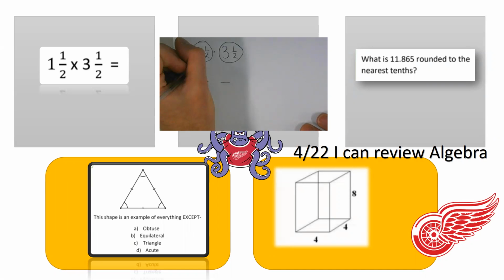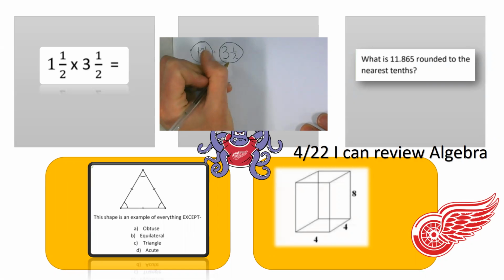Well, 1 and 1/2 is the exact same thing as 3 halves. How do you know that? 2 times 1 is 2 plus 1 is 3, 3 halves. 3 and 1/2 is the same thing as 7 halves. How do I know that? 2 times 3 is 6, 6 plus 1 is 7.